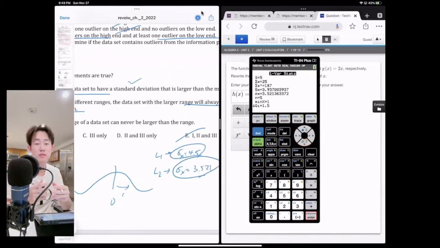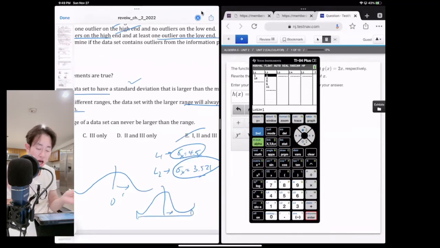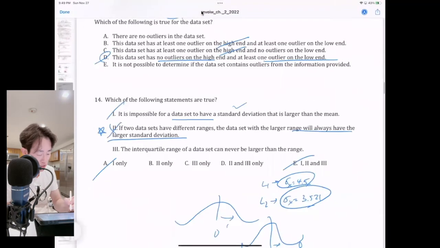Now you can see that the standard deviation is heavily impacted by how many numbers there are as well, because the standard deviation is the distance from the mean, from the center. If the mean is congested with a lot of variables, a lot of numbers in it, then the distance amongst the values themselves must also shrink. Just because the range is higher does not make the standard deviation higher. So 2 is not going to be true.